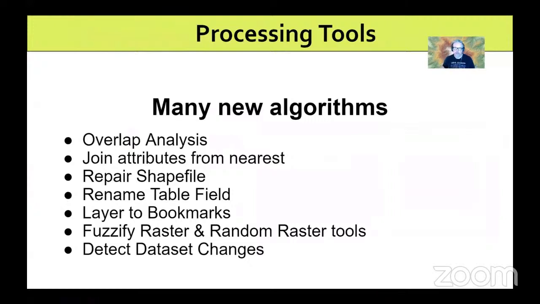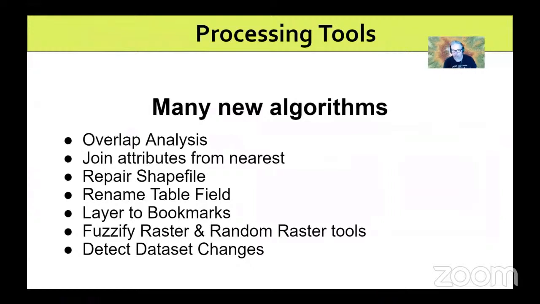And there's a lot of new processing algorithms. There's a nice tool called overlap analysis that you can explore, join attributes from nearest. And I think two that'll get a lot of use are repair shapefile and rename table field.